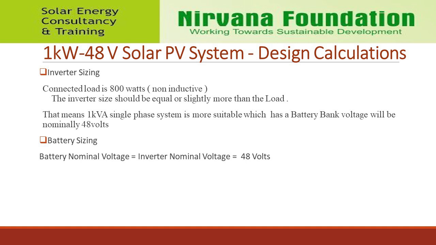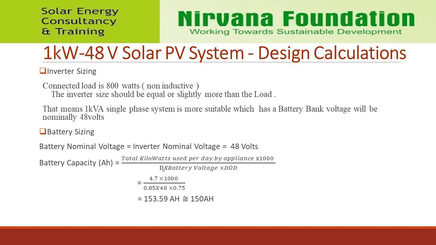Battery sizing. Battery nominal voltage: as we have selected 48 volts nominal voltage. Total energy is 4.7 kWh. Depth of discharge of a battery is considered as 0.75. Efficiency of the battery as 0.85. Battery capacity is calculated as shown. It will be around 153.59 Ah. But in market, batteries available rating is 150 Ah.